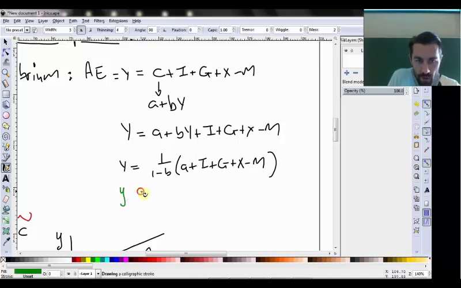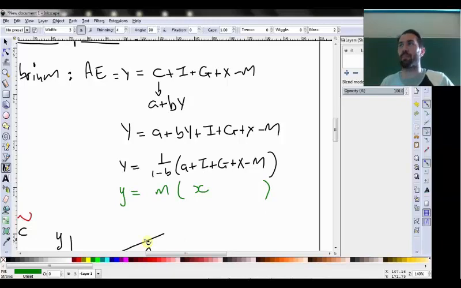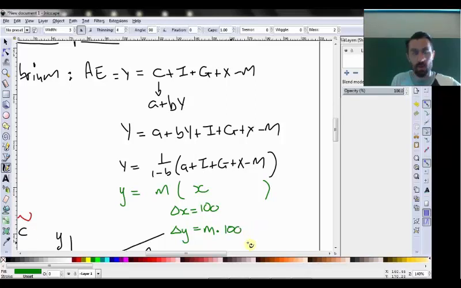Y is equal to mx. Yeah? You happy that equation is the same? Okay. Now I'm going to change x by the value 100. So change in x equals 100. What is the change in y going to be? M times change in x, which is 100. Okay? We all with me?